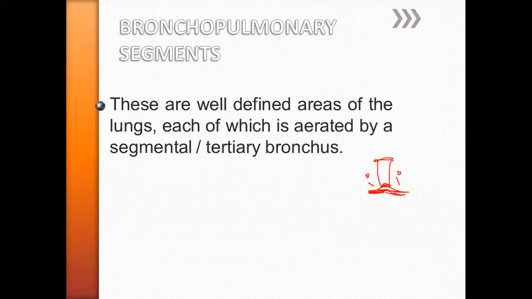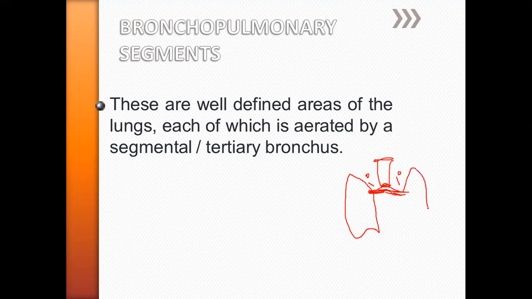Okay, right side is the primary bronchus. Now this bronchus, what is happening? It is entering into the lung. Once this primary bronchus enters into the lungs, it will again be divided into different bronchi.